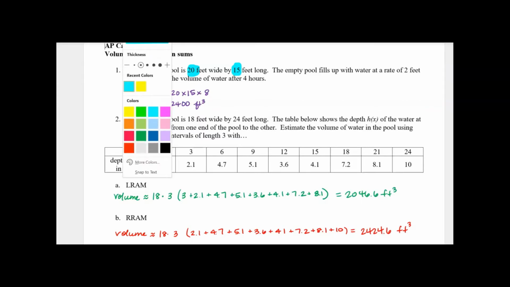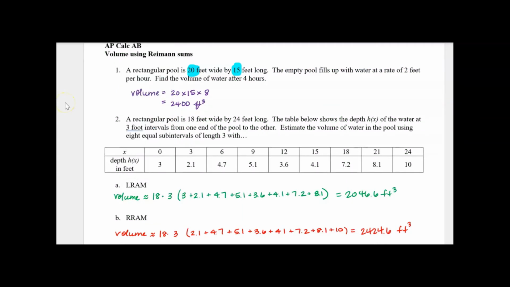So if the rate is 2 feet per hour, the height of the water or the depth of the water is going to be 8 feet. So then you can multiply to find the volume. Length times width times height, so 20 times 15 times 8 is 2,400, and the unit should be feet cubed. In general, volume is going to be a cubic measurement.